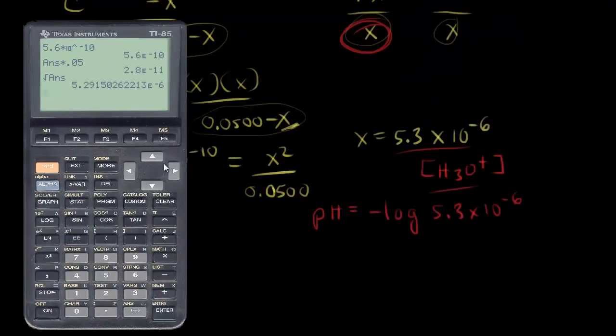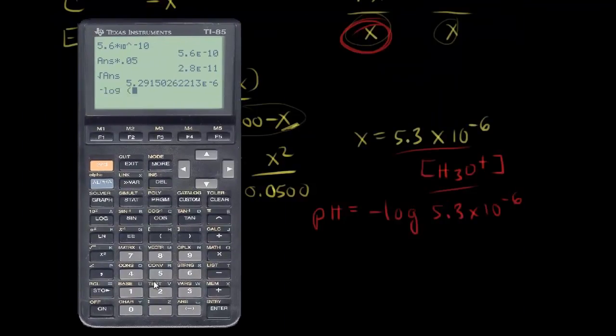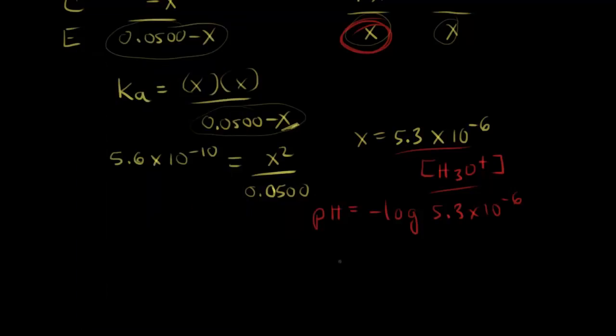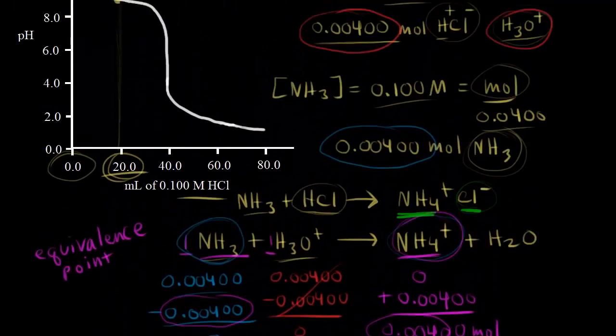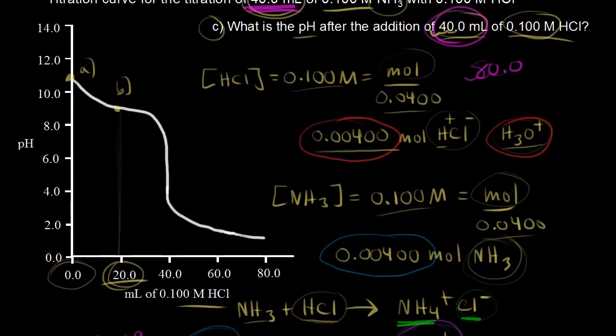Let's get out the calculator and do it. So we have the negative log of 5.3 times 10 to the negative 6, and we get a pH of 5.28 if we round that. So our pH is equal to 5.28. So at the equivalence point, our solution is acidic, a pH of 5.28. Let's find that on our titration curve here. So we've added 40 milliliters of our acid, and our pH is 5.28. So let's say that is 5.28 here.